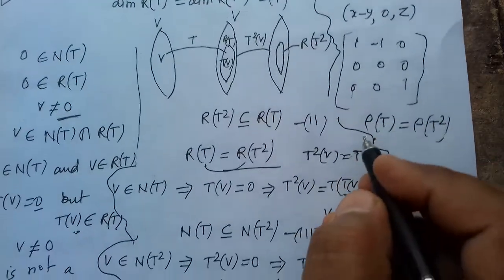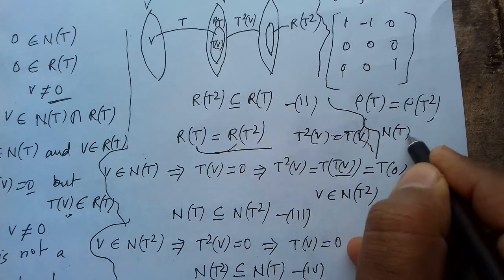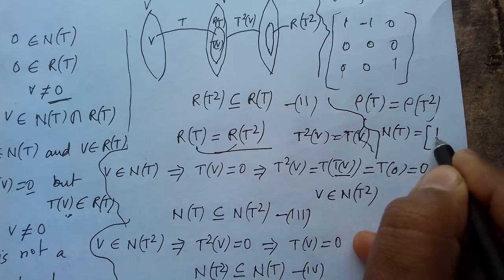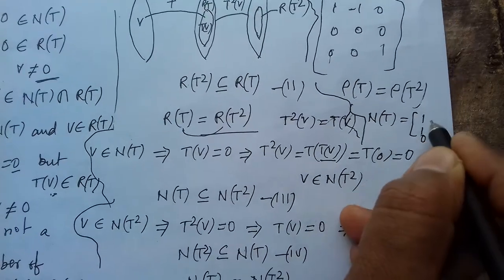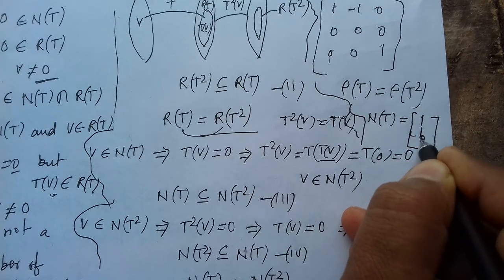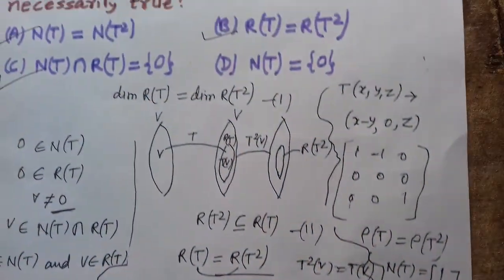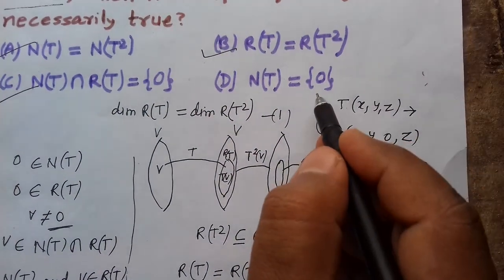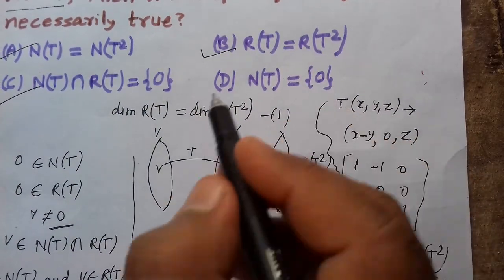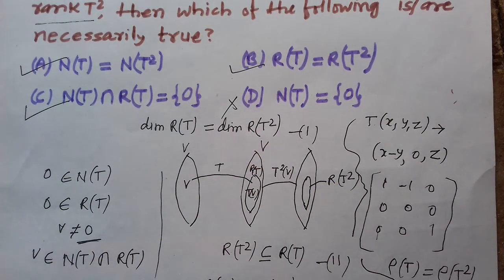But here the null space is (1, 1, 0), and you know (1, 1, 0) is not the zero vector space as given in this option. So D is wrong. So the correct options are A, B and C.